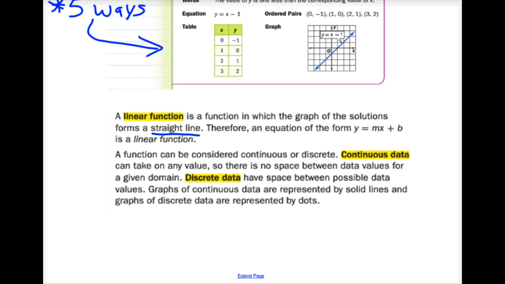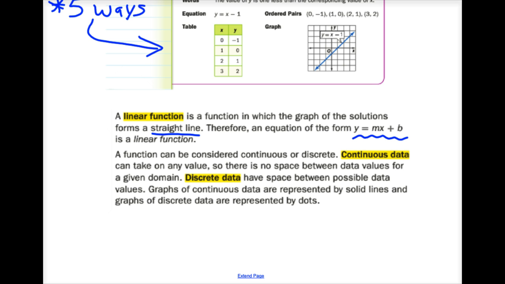What's the name of this form? Y equals mx plus b? Slope intercept form. Yeah, it's slope-intercept form. Put that in the long-term memory, guys. Most of you guys have it. Now, there are some functions that are continuous and some that are discrete. We got to know the difference between the two.